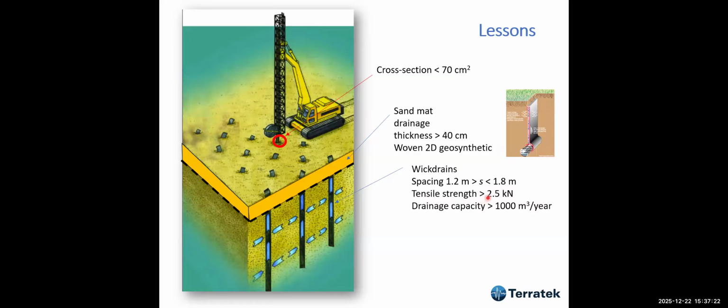We have to ensure that the tensile strength of the wick drain should be larger than 2.5 kilonewton in order not to break. And drainage capacity, a minimum would be 1,000 cubic meters per year. By doing that, you should have good results.